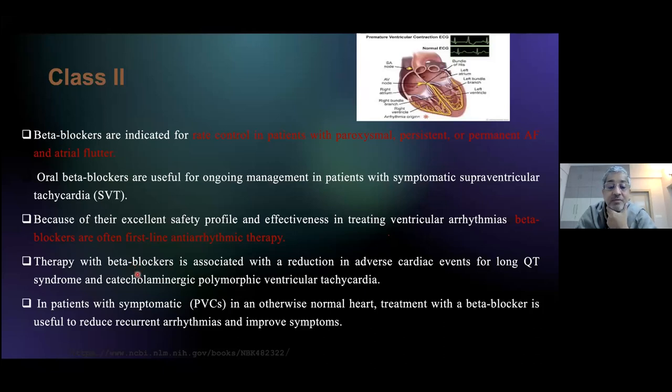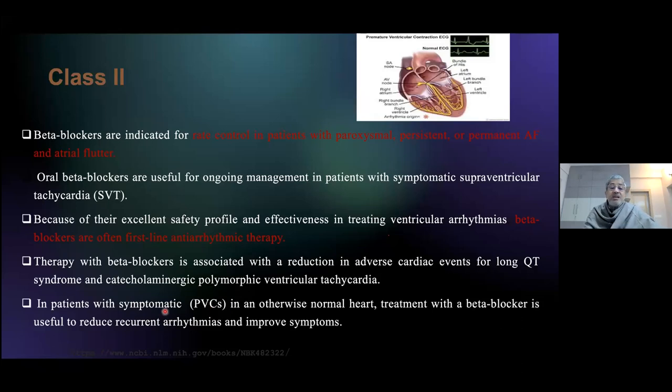Now, therapy with beta blocker is associated with a reduction of adverse cardiac events for long QT interval and catecholaminergic polymorphic VT. That means there are young people who come with recurrent syncope after an emotional excitement and a ventricular tachycardia, but structurally there is a normal heart. So this is less commonly seen, but these days this can be seen in patients with acute stress or with drug toxicity, drug abuse.